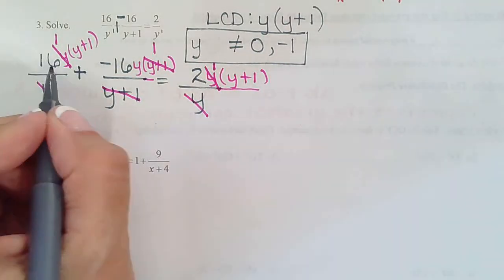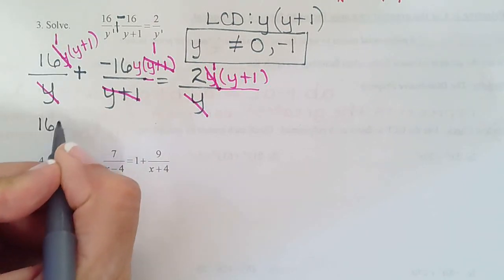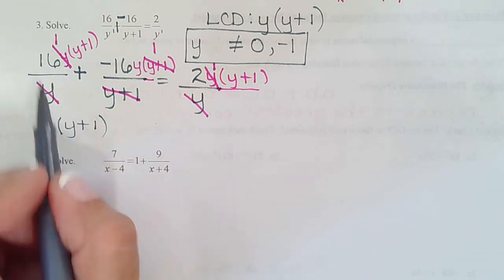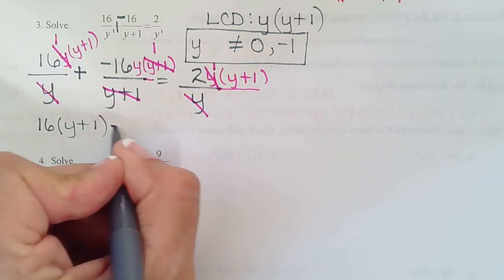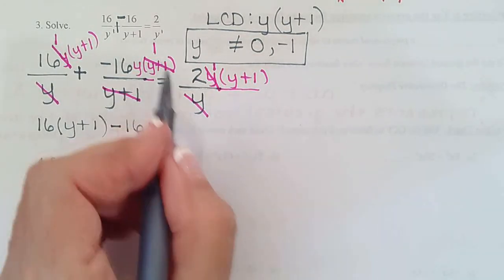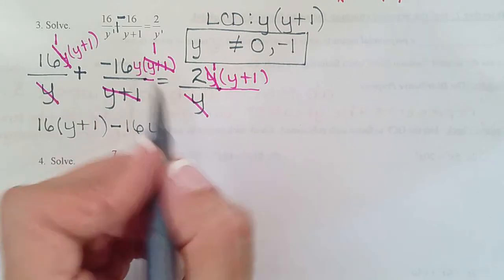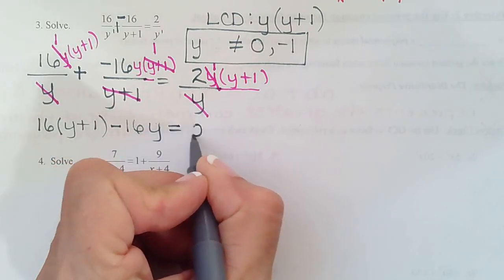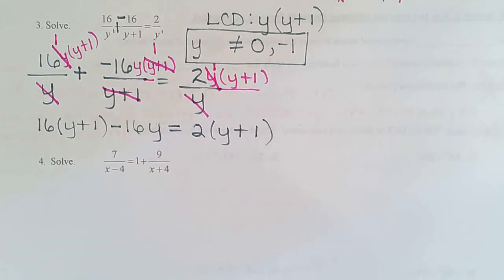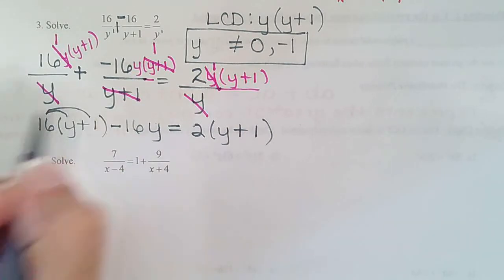So it's looking like 16 parentheses y plus 1. Look, no fraction because y divided by y canceled. Minus 16y. Look again, no fraction. Y plus 1's canceled, so we just have that. Equals 2. Y's canceled, so y plus 1. So look at that easy little equation we have left. So nice. So we're just going to distribute.